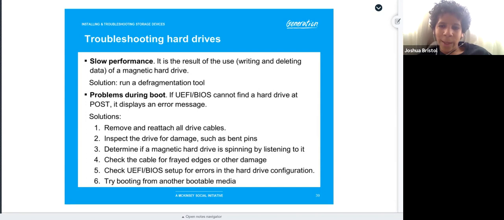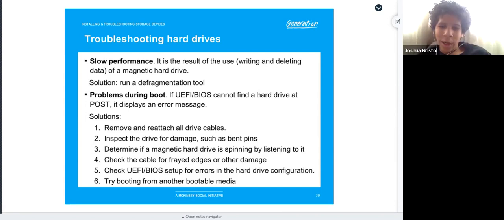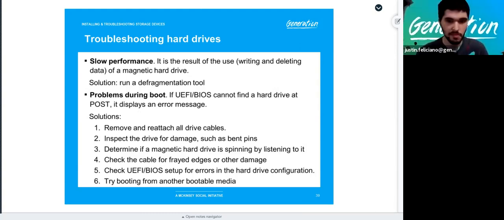Determine if a magnetic hard drive is spinning by listening to it. Check the cable for frayed edges or other damage. Check the UEFI BIOS setup for errors in the hard drive configuration. Try booting from another bootable media.